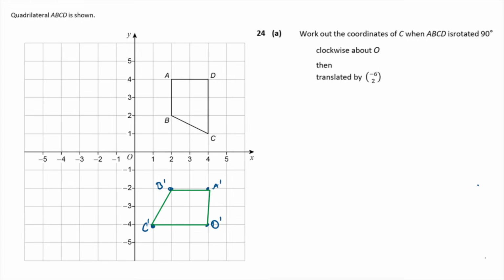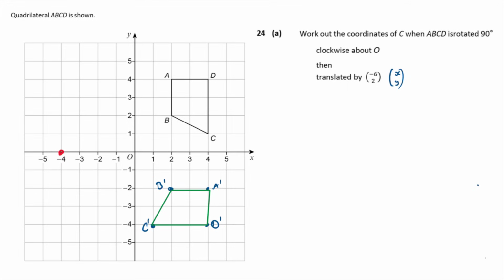Okay, and then I'm going to translate it by (-6, 2). Now, the top digit is in the direction of x and the bottom digit is in the direction of y. So I need to go negative 6 in the direction of x. That means I'm going to go 6 units to the left and 2 units in the direction of y, which is 2 units up. Taking the point B to start with, I'm going to go 1, 2, 3, 4, 5, 6 to the left, 1, 2 up. I'm going to end up at that point there, aren't I?